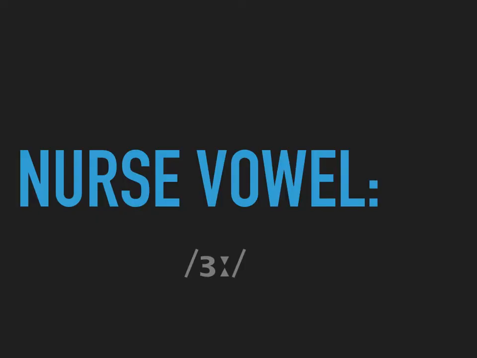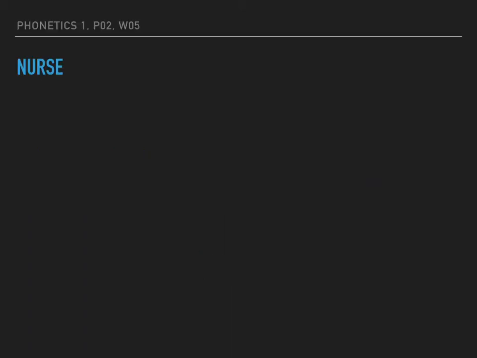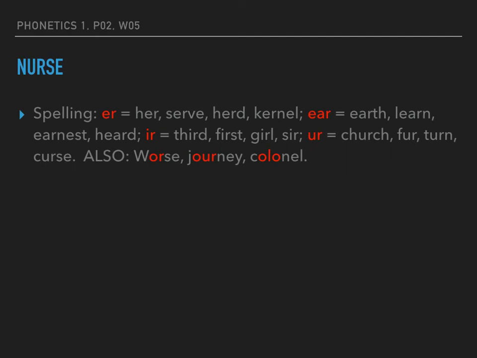Now the first vowel that we're going to be looking at is the nurse vowel. We transcribe it using a symbol that looks like a 3, and then we have the two dots, which lets us know, of course, that it's a long vowel. Now, when we have nurse, we're going to first look at the spellings that are common in English. So for instance, we have ER as in her, serve, heard, and colonel. And notice here that we don't ever transcribe the R.